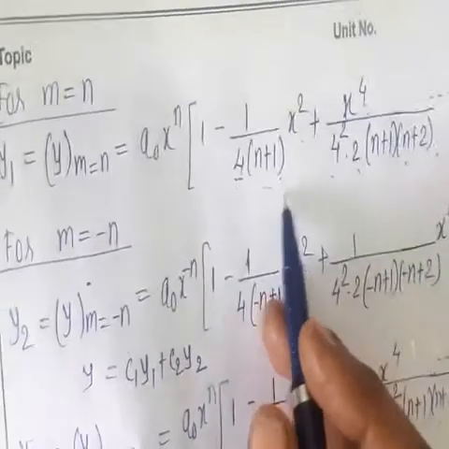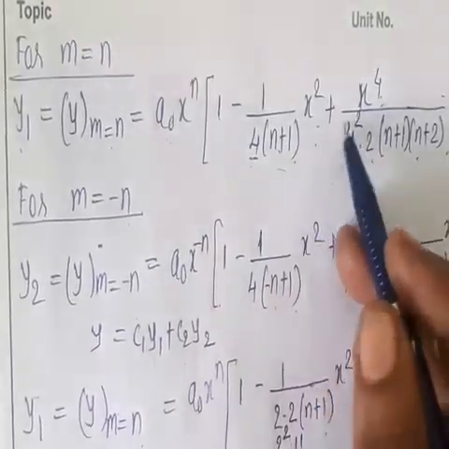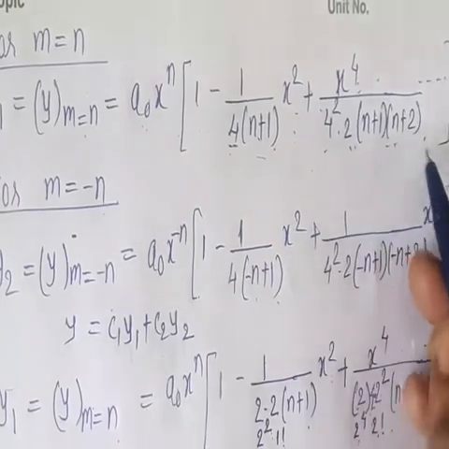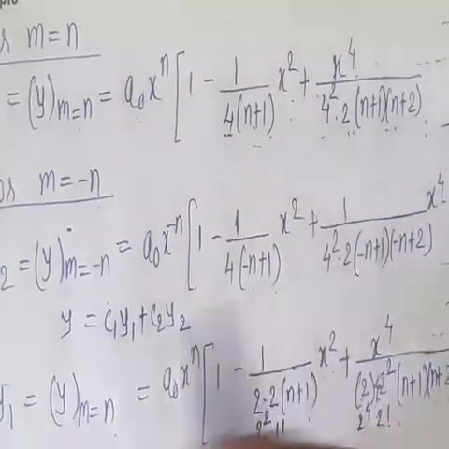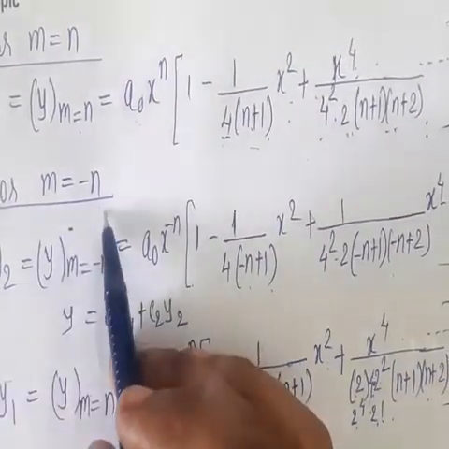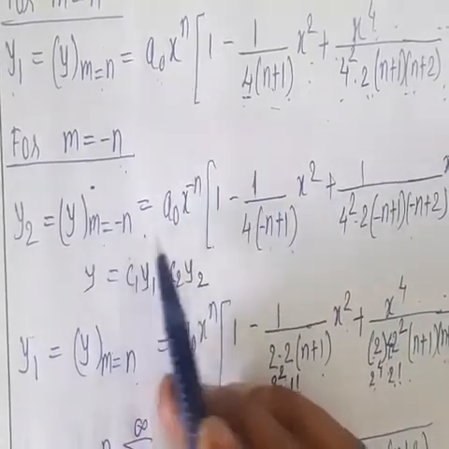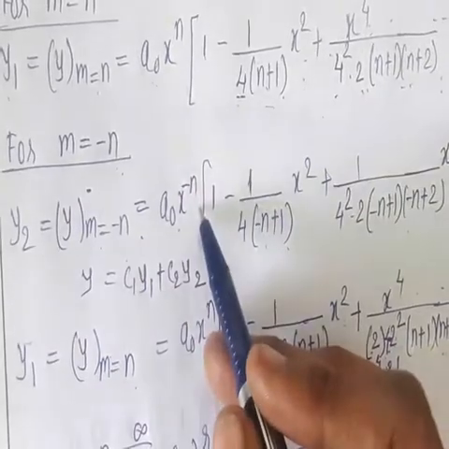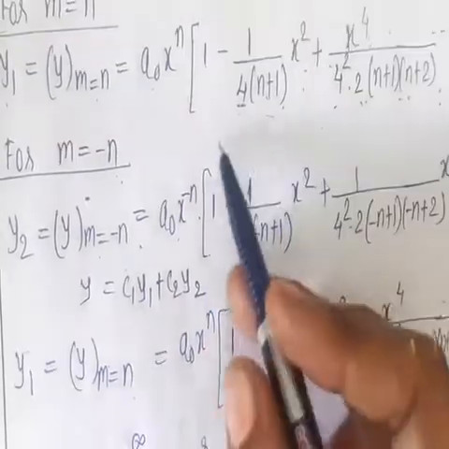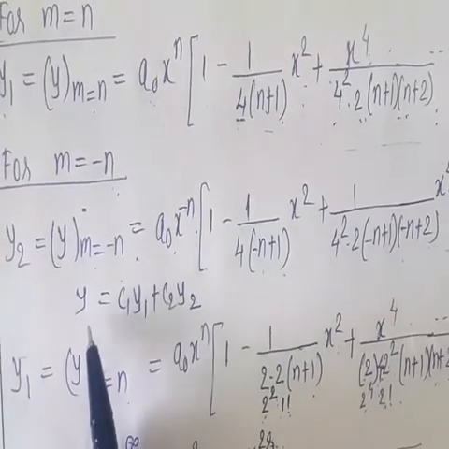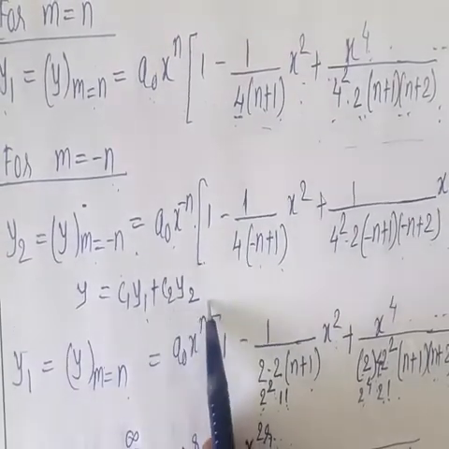It is 4 times n plus 1 x square plus x to the power 4, we get 4 square into 2 times n plus 1 n plus 2 and so on. And for m is equal to minus n, it is y2 equal to y at m is equal to minus n, which is replace n by minus n only in above equation. So general solution of differential equation is y is equal to c1 y1 plus c2 y2.